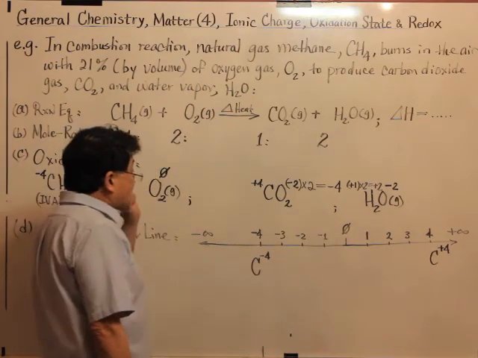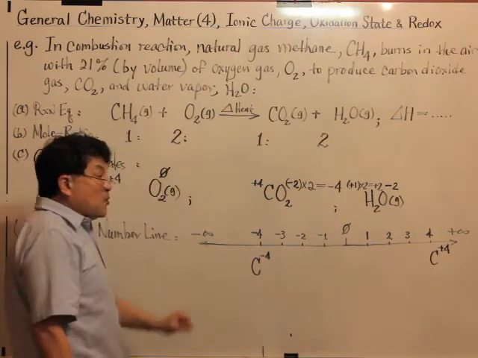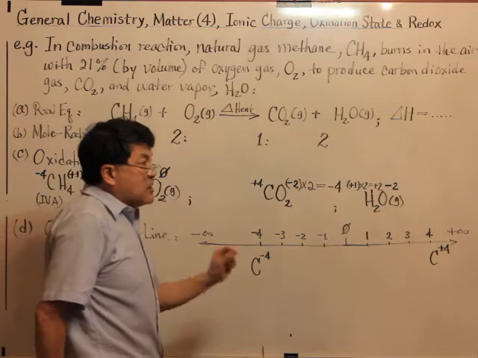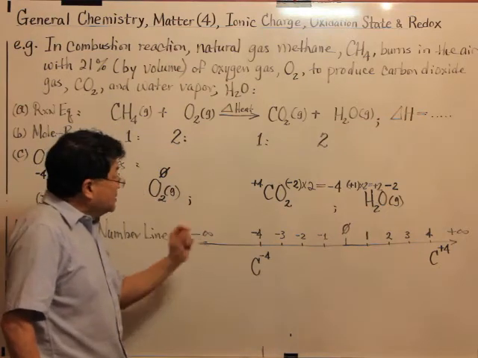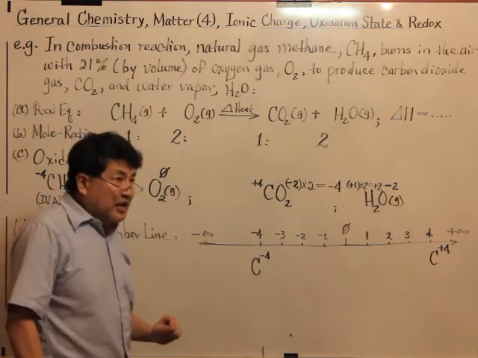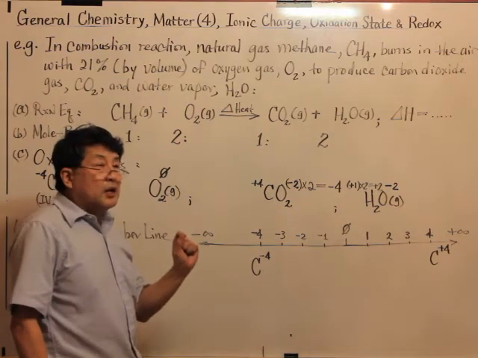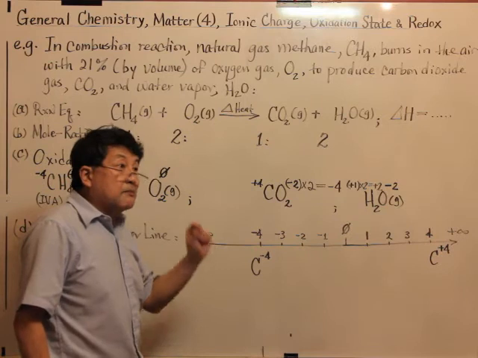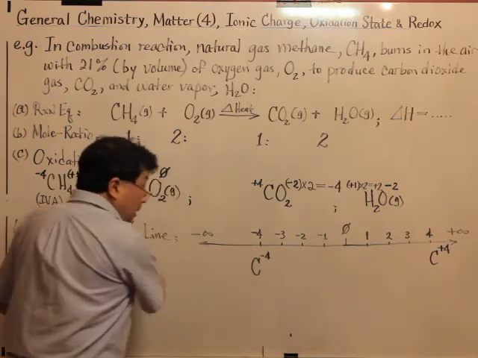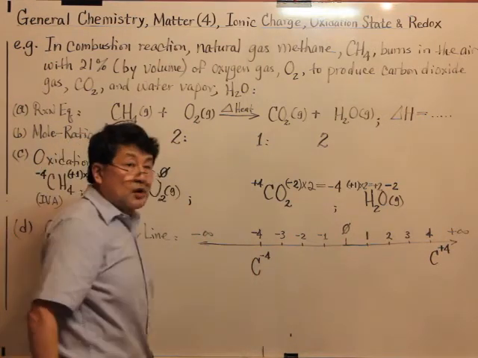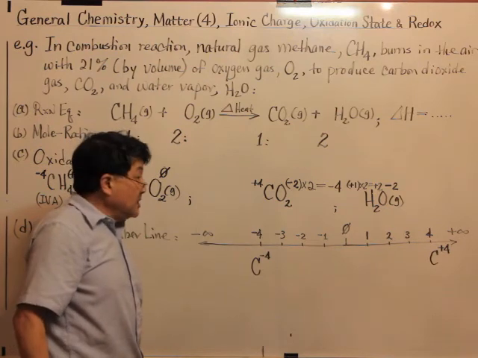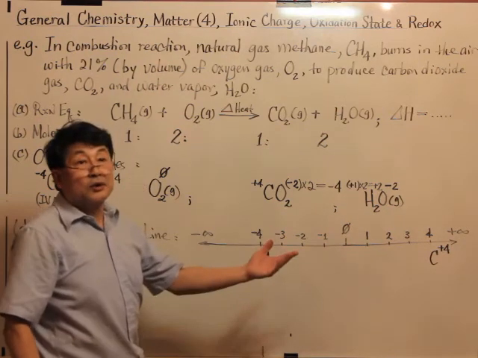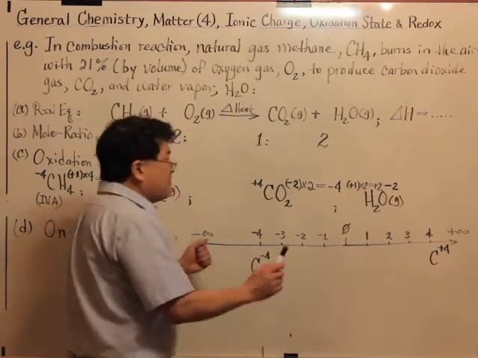Now remember, an electron is a -1 charged particle, right? If we start from -4 and we gain one more electron, then the carbon will be what? -4 plus a -1 electron becomes -5. So it will go this way, to the left. That's the wrong direction. It must be losing electrons, correct?